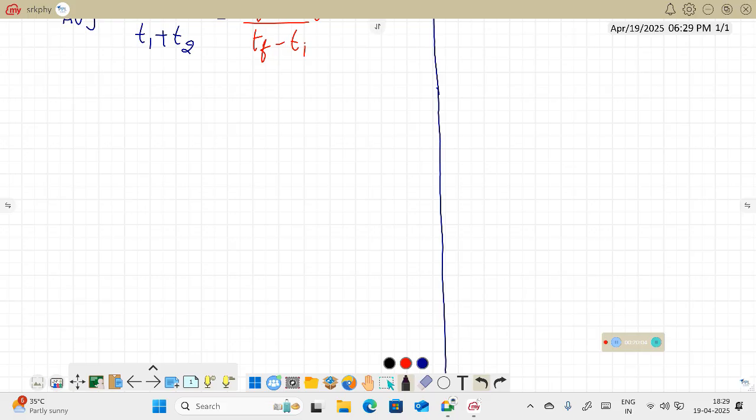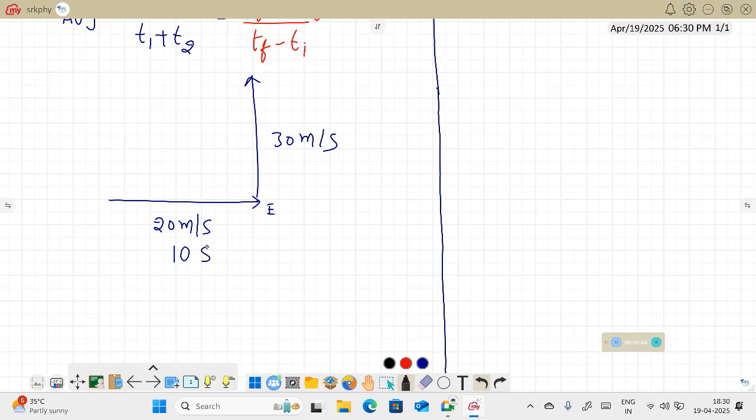Look at the example for average velocity. A person walking towards east with a speed 20 meter per second. Then after, the person turned towards north. Again he traveled with a speed 30 meter per second. What is the average velocity? In this case, first towards the east, he took time equal to 10 seconds. Second also he took 10 seconds.